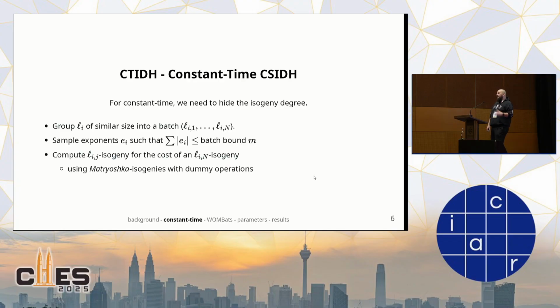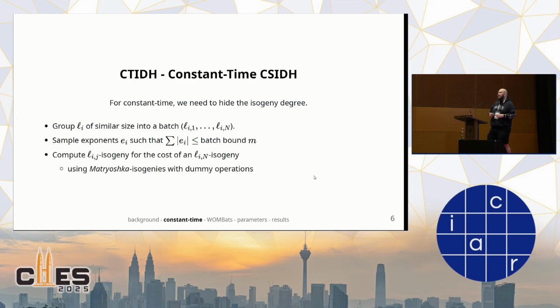The downside of the normal version of CSIDH is that it's not constant time, because for one, we depend on the length of our isogeny walk, so we have a direct dependency on our secret key, and also the isogeny computation itself depends on the degree. So if we want a constant-time version, we need to somehow hide the length of our walk, and we also need to hide the degree of the isogeny that I compute.